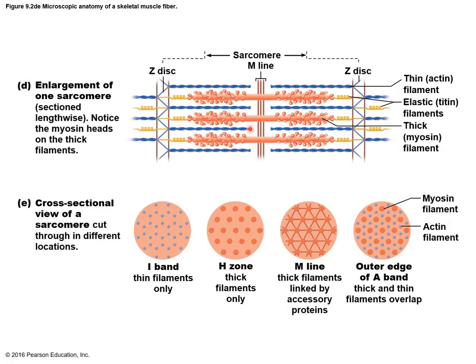Now in the H zone, the area in the middle of the A band, that's where you only have the thick filaments. So that's why it looks a little bit lighter, not as light as here, but a little bit lighter than the dark area here.